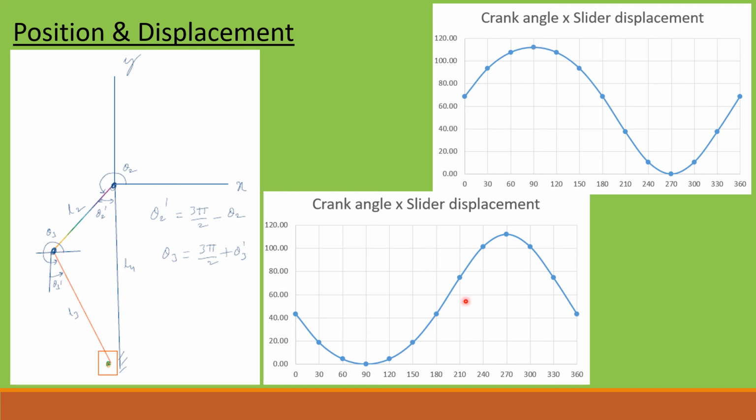And similarly, in this graph we have considered crank angle along x-axis and slider displacement along y. And at 90 degrees, that is at the topmost position of the slider, it is 0 displacement. So at 270 we get maximum displacement.